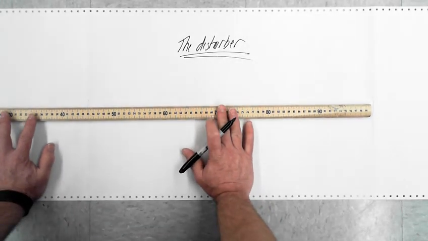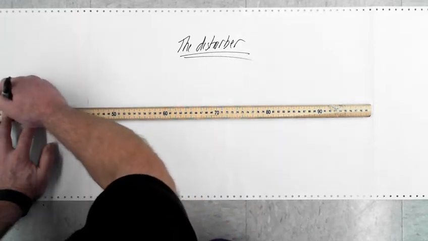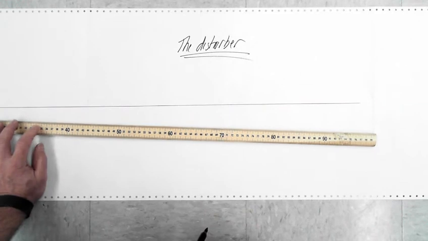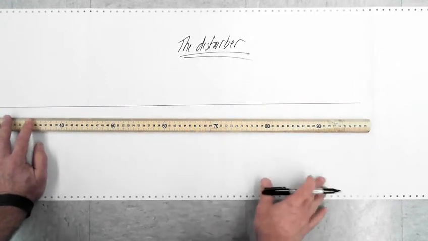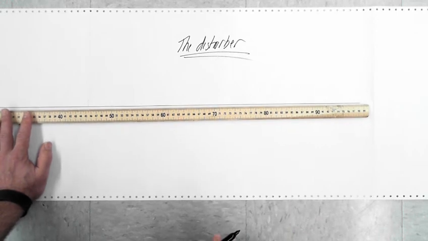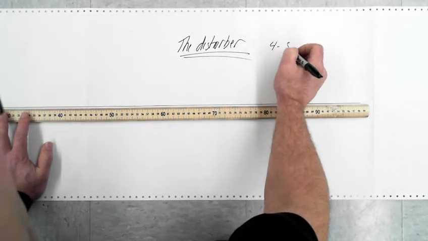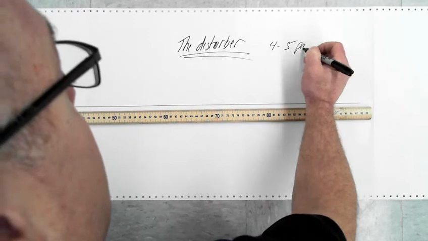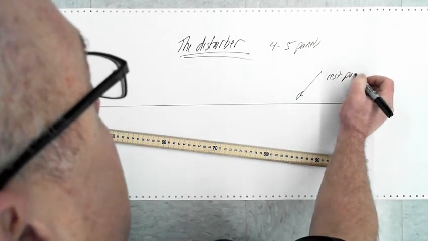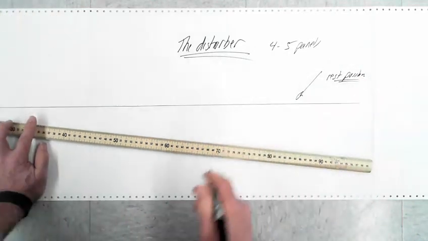The first thing you want to do is make a line right down the middle of your paper for 3 or 4 panels. These things are like old-fashioned computer paper. So, what the heck? Let's make it like 4 to 5 panels. Okay? And this is going to basically represent the rest position of the disturber.